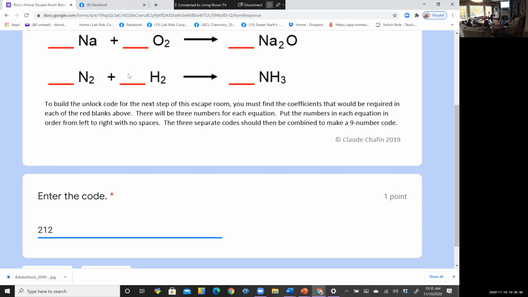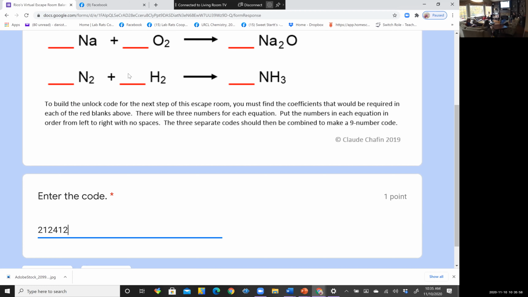4, 1, and 2. 2 times 2 is 4. Yeah, 4, 1, and 2. I got the exact same. How about any of you? Did you get anything different? 4, 1, 2. Is that what we're going to go for? Yeah. All right, now how about the last one? 3, 3, 2.